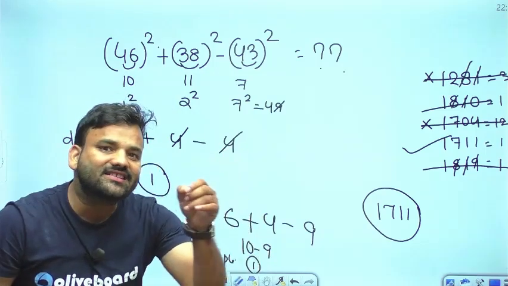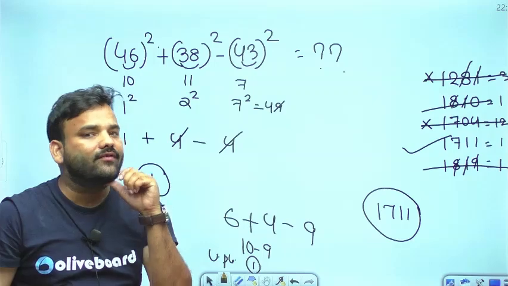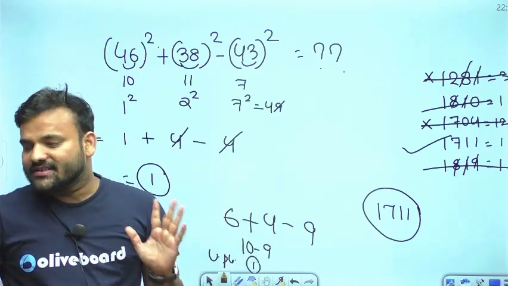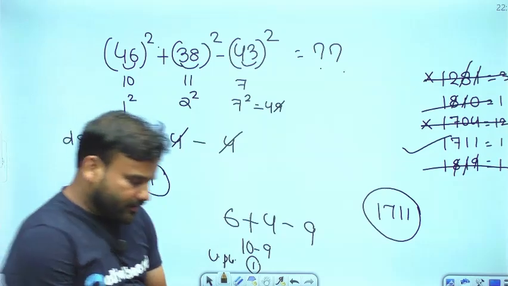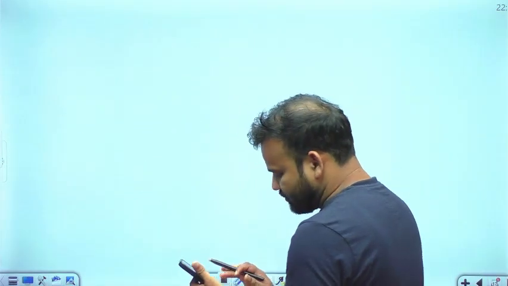What if the digit sum is the same? If the digit sum is the same, in that particular case, I will look at the unit place or the divisibility rule. Is it clear? So can any one of you do this question? Let's see. Can anybody do this question?